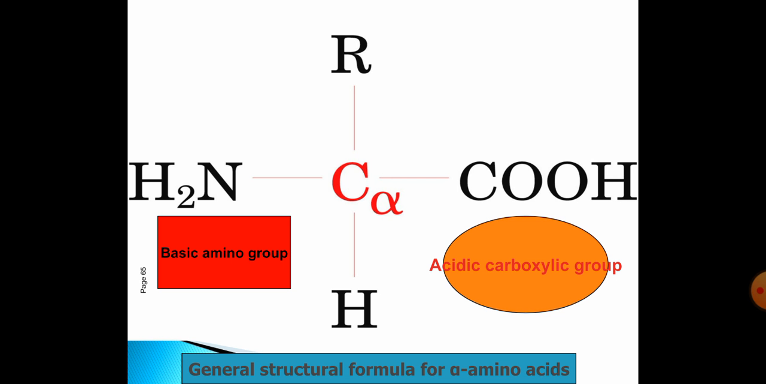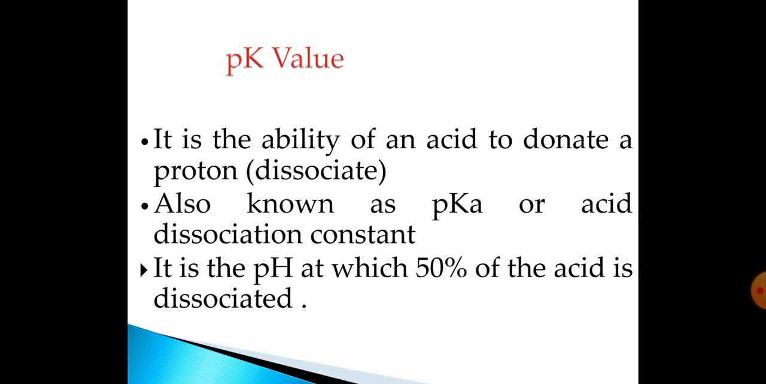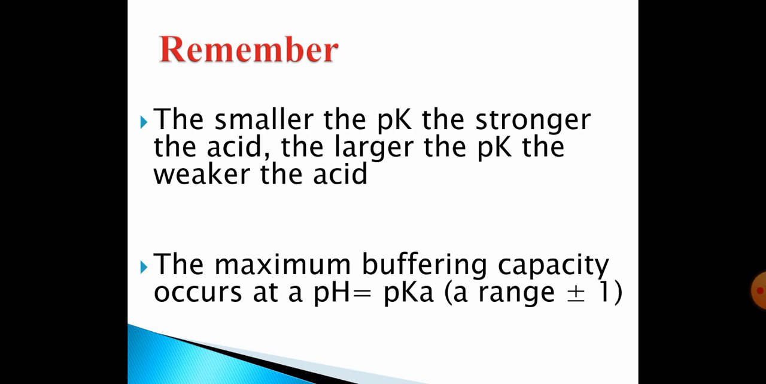And we go down to the pK value. I told you in the last lecture the difference between pK and pH. The pK, or dissociation constant, is the pH at which 50% of the acid is dissociated. pH is the minus log of the hydrogen ion concentration. Always remember, the smaller the pK, the stronger the acid; the larger the pK, the weaker the acid. The maximum buffering capacity occurs at the pH within the pK range plus or minus 1.